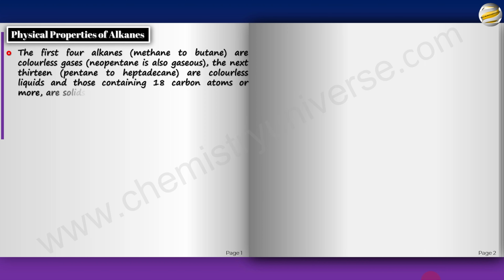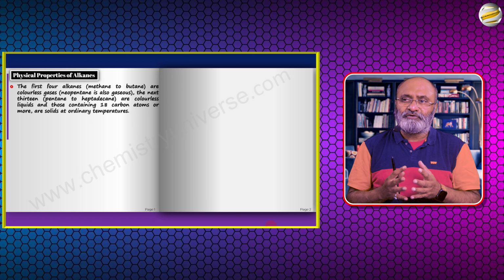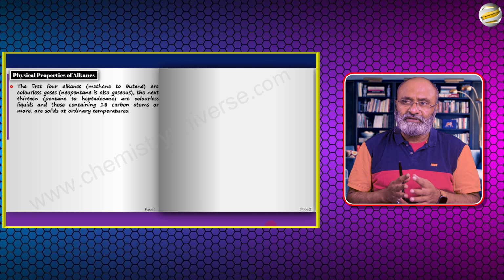The next 13, that is pentane to heptadecane, are colorless liquids, and those containing 18 carbon atoms or more are solids at ordinary temperatures. Now, this is relatively easy to understand because as the molecular mass increases, the surface area increases, and it is much easier to polarize these molecules. Remember, the forces of attraction between these molecules are LDF, London dispersion forces, and they are very weak forces. All of these weak forces are called van der Waals forces.